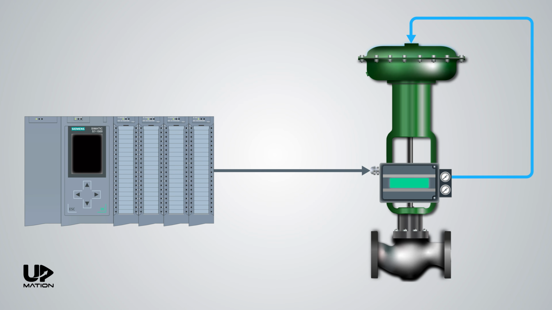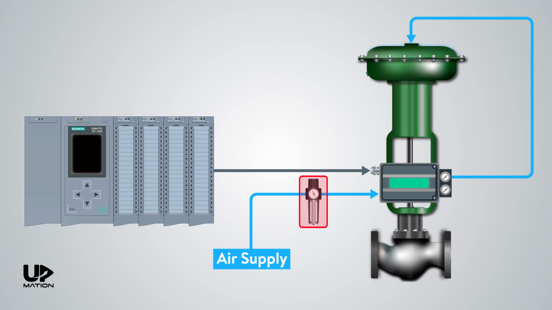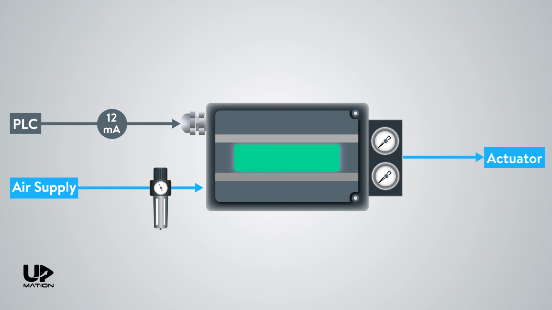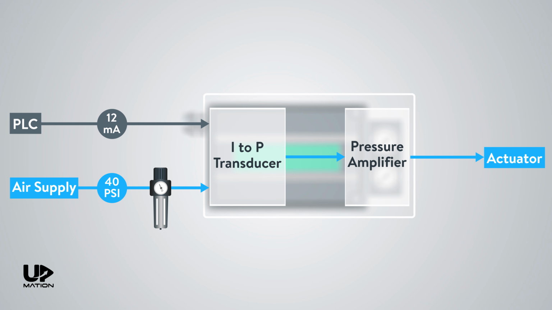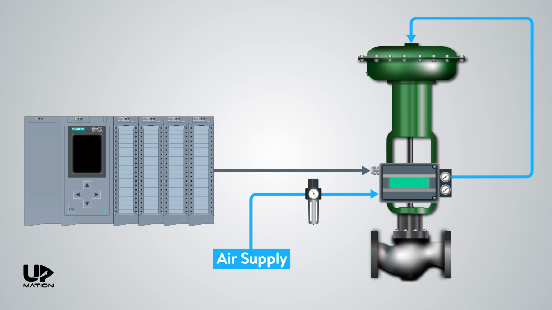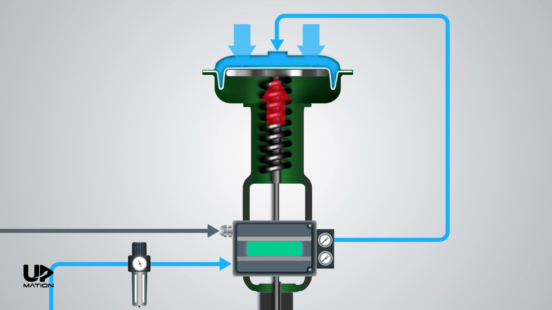Therefore, we need another input to the positioner as the air supply. The air supply input will provide us with a clean, filtered, regulated air with sufficient pressure thanks to this filter regulator device. After all, using the air supply input and a built-in pressure amplifier, the positioner will be able to convert the 9 psi pressure signal to sufficient air pressure for moving the actuator to the right amount. Now we see that the actuator is able to overcome its spring force, and so far so good.